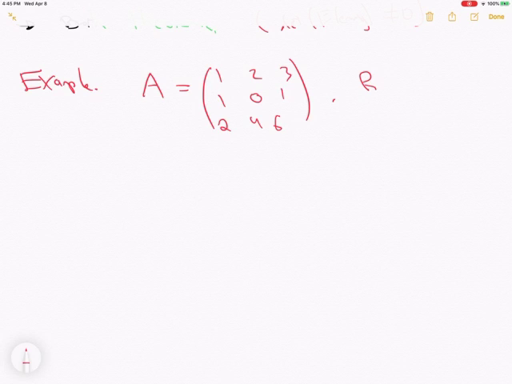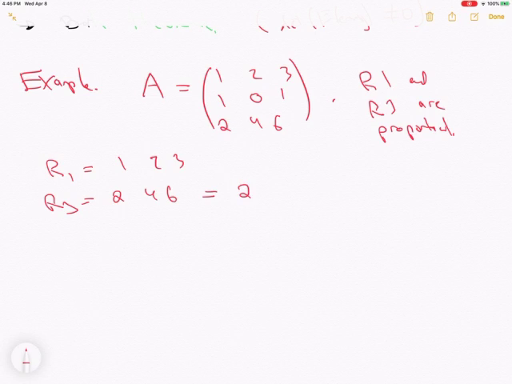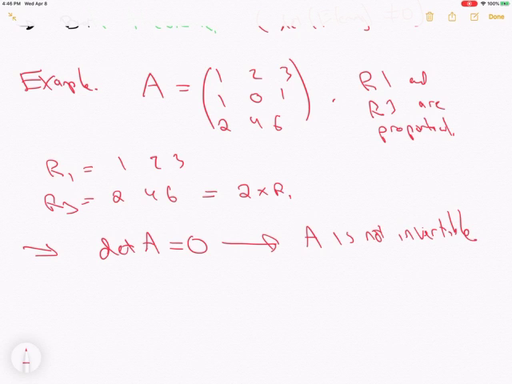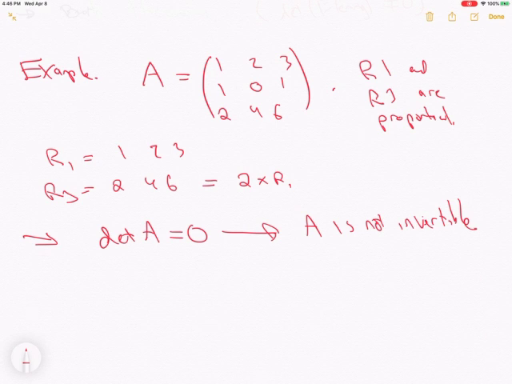So let's do an example. If A is the matrix 1, 2, 3, 1, 0, 1, 2, 4, 6, then we see that row 1 and row 3 are proportional, right? Because row 1 is 1, 2, 3, and row 3 is 2, 4, 6. So that's equal to 2 times row 1. And therefore the determinant of A is equal to 0, and therefore A is not invertible. So that's an example. If the determinant is equal to 0, then the matrix is not invertible.